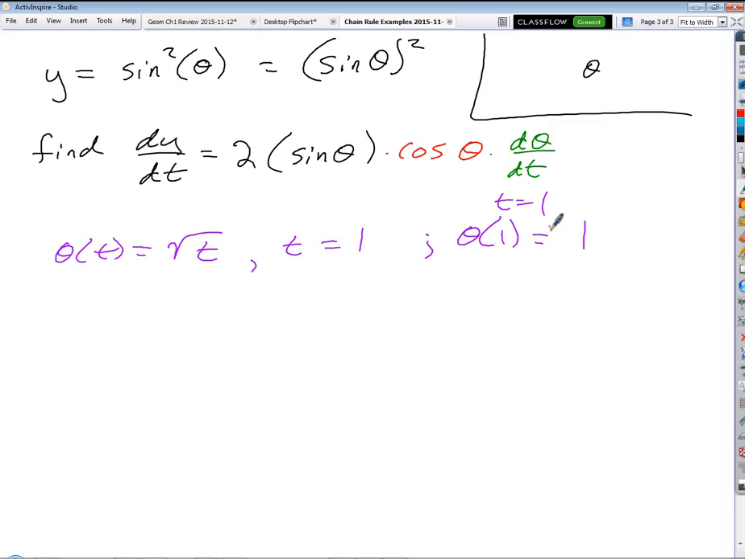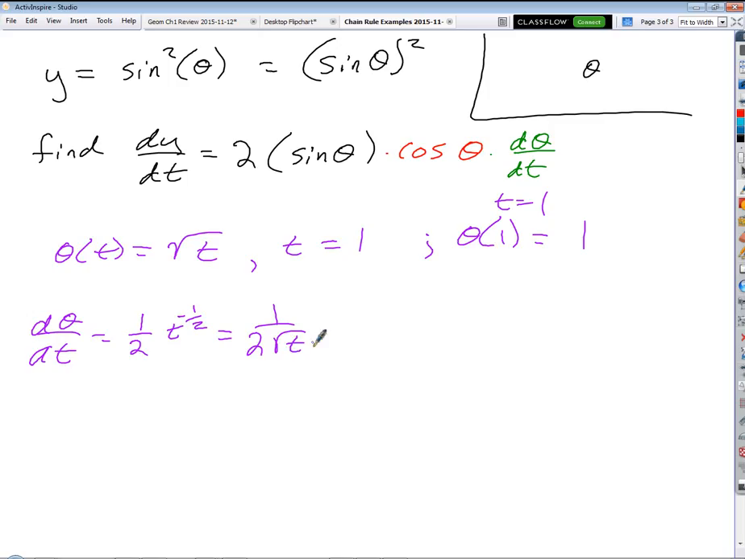Well, what is d theta dt, if that's our function? It's t to the 1/2 power, right? We could rewrite this as t to the 1/2. So what's the derivative of t to the 1/2? 1/2 t to the minus 1/2, which we could more conveniently write as 1 over 2 times the square root of t, right? Because a t to the minus 1/2 is a t to the 1/2 on the bottom.